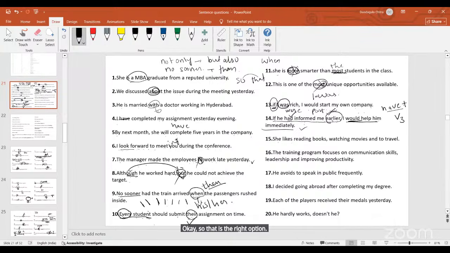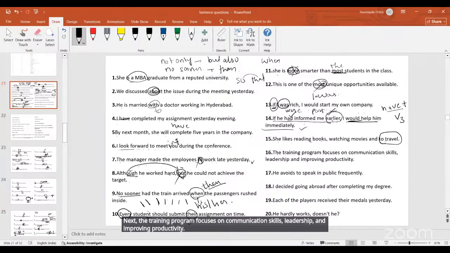Next, she likes reading books, watching movies, and to travel. He likes reading books, watching movies, and traveling. Yes, and traveling. Okay. Next, the training program focuses on communication skills, leadership, and improving productivity. No need, sir.